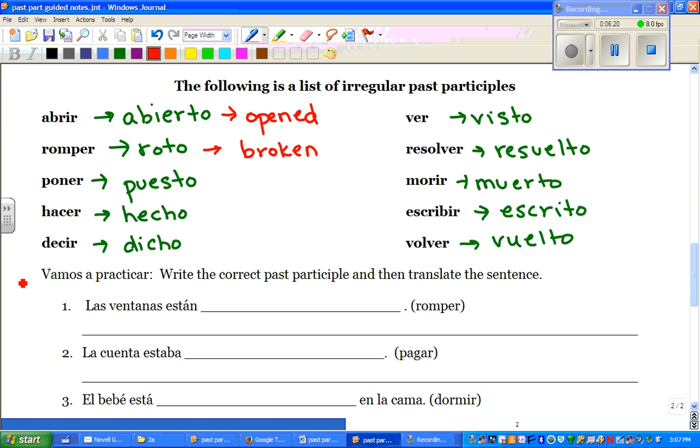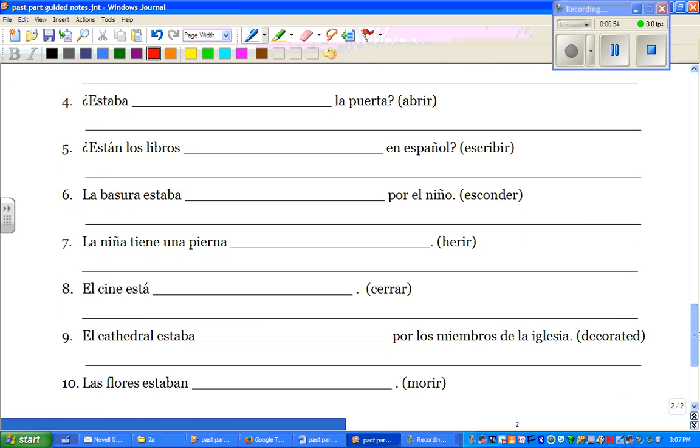Then, don't forget for homework, I also want you to complete these. So, how do you say las ventanas están romper? Ding, ding, ding. That's a rebelde. So, you're going to go rotas, AS, because of las ventanas. Remember romper. And then you have to write the translation here. The windows are broken. And you need to finish off the rest of those, 1 through 10.